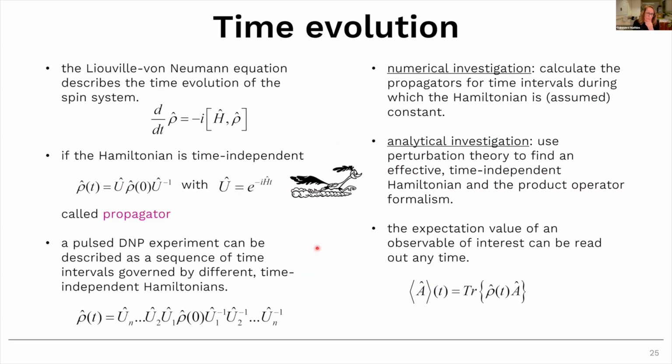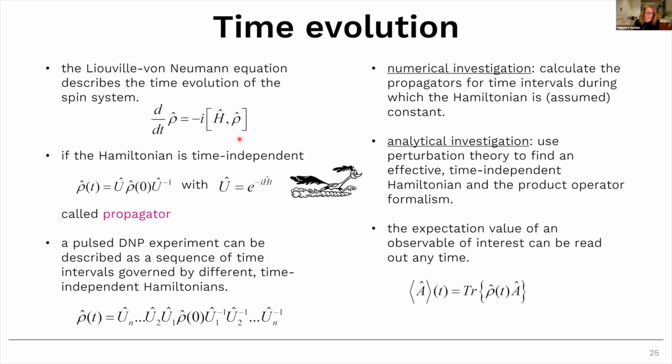Okay, so we have our spin Hamiltonian, and now we would like to investigate the time evolution of our spin system under the influence of this Hamiltonian. For that, we need the Liouville-von Neumann equation. That's the equation of motion. It says that the derivative with respect to time of the state of our spin system, given here by the density operator rho, is equal to minus i times the commutator of the Hamiltonian and the density operator rho. The commutator here is just H rho minus rho H.